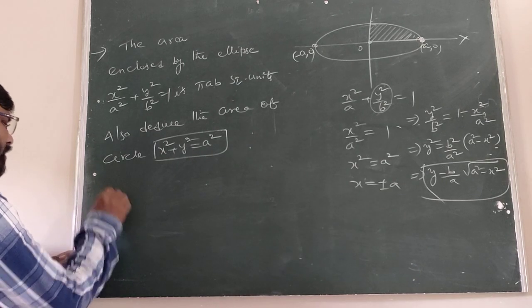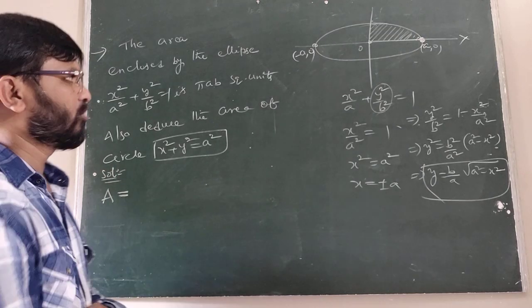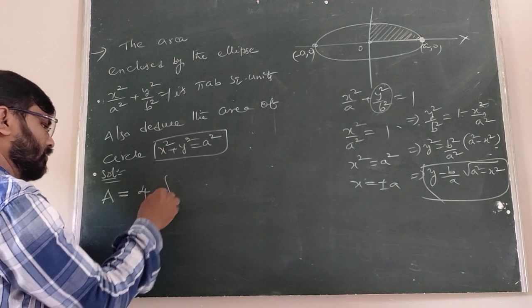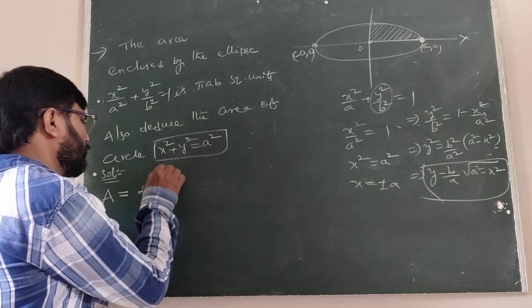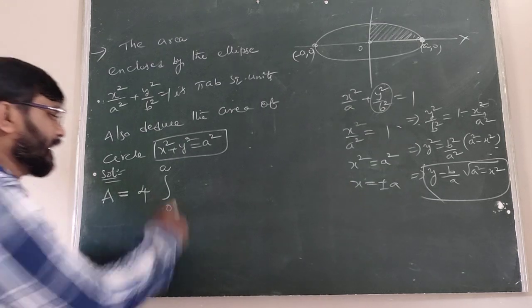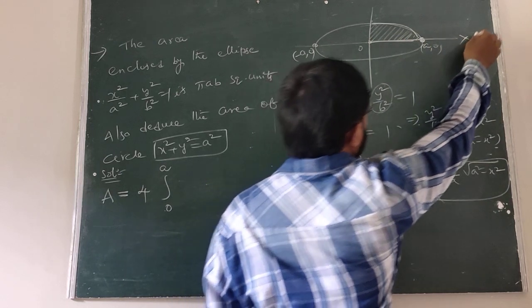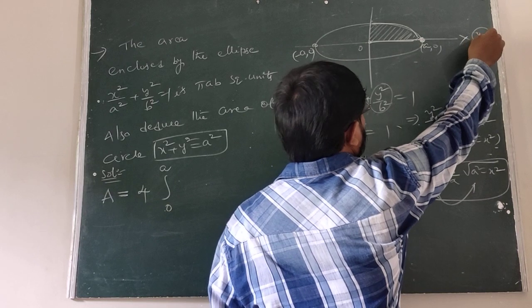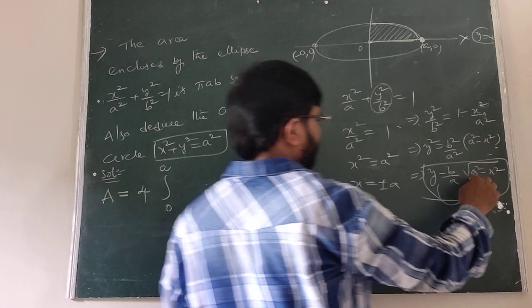Now we can write the required area. Its solution is, all of you concentrate. What are the limits? 0 to a. The required area is 4 times the integral from 0 to a of y dx. This is the curve, and this is the x-axis, that means y equal to 0. This is the above curve, so we take this one minus this one, y1 minus y2.